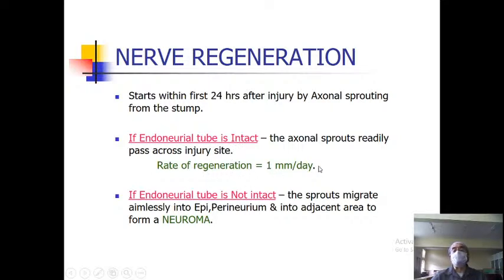Here the rate of regeneration will be 1 millimeter per day. As a rule of thumb, for any structure, even the hair, the nails and the nerve, the rate is usually said to be 1 millimeter per day. If the endoneurial tube is not intact, then the whole problem comes. Then the sprouts migrate aimlessly into the epineurium, perineurium and into the adjacent area to form a neuroma.